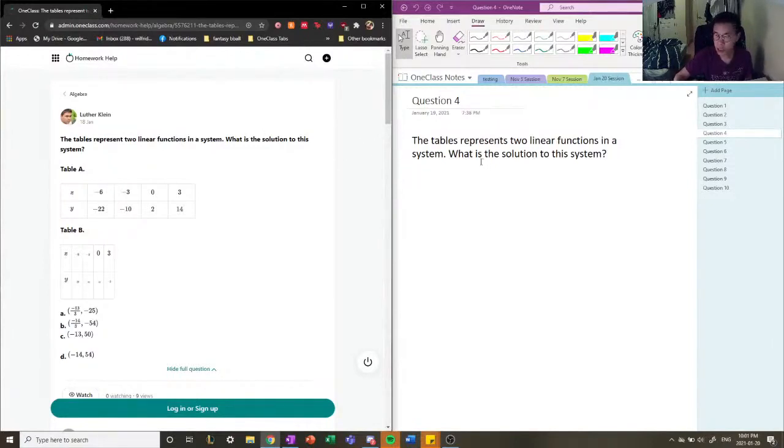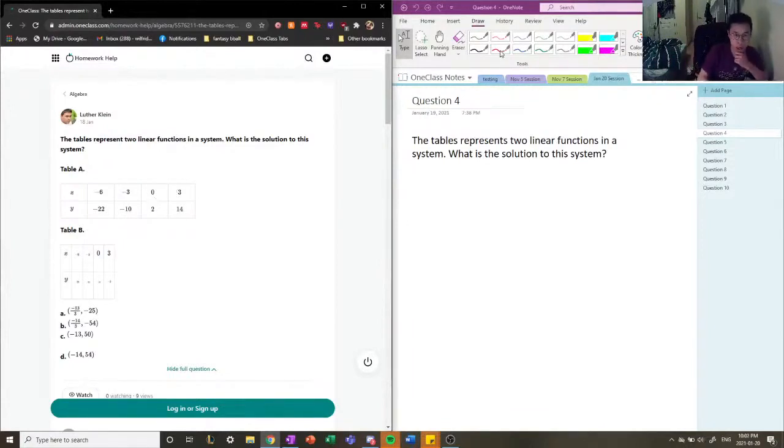What they mean by finding the solution to the system, in other words, is to actually find the point of intersection between these two lines. There could be one point of intersection, there can be infinite, or there can be zero. But we first have to figure out what our line equations are.